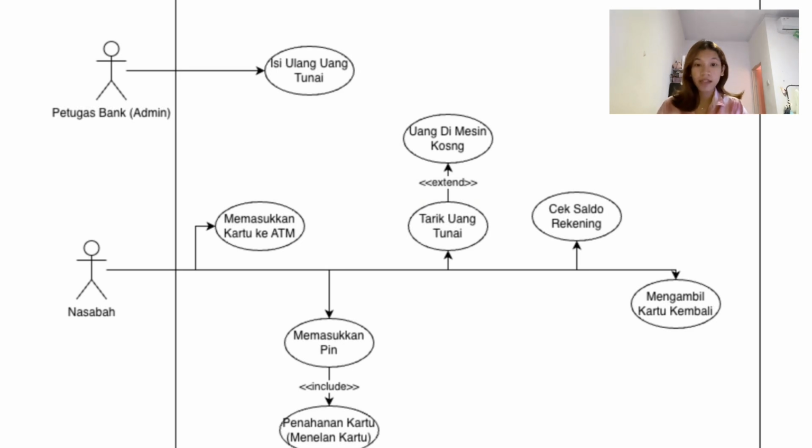And E. Cash out of stock. This use case represents an exceptional situation where the ATM cannot dispense money due to running out of cash. It extends the withdraw cash process, meaning it happens only as an optional scenario, not as a standard part of the transaction. And F.